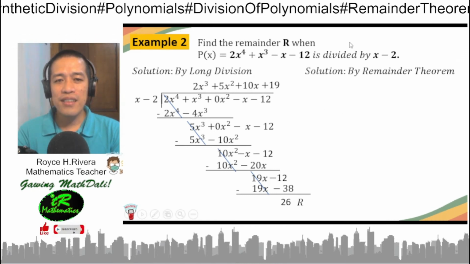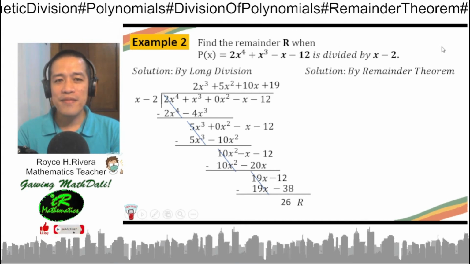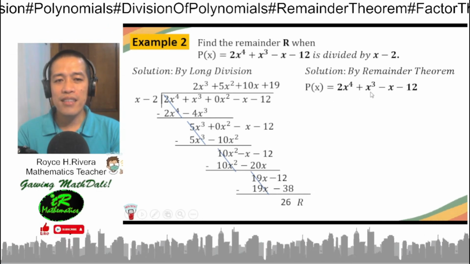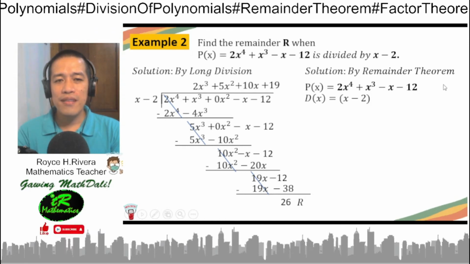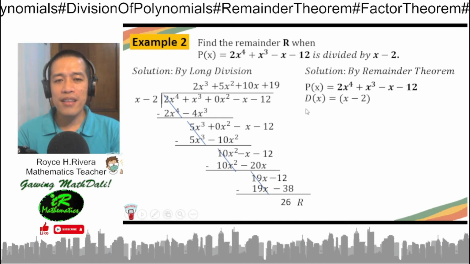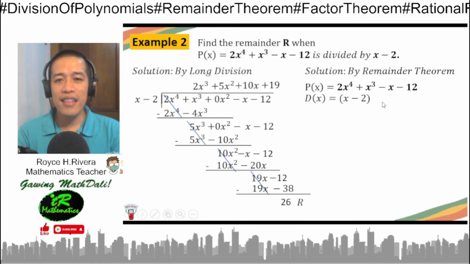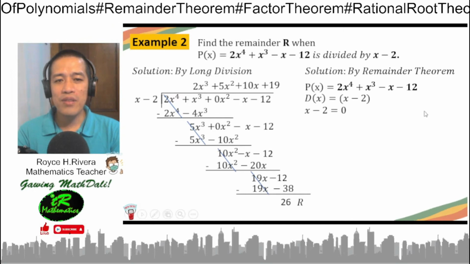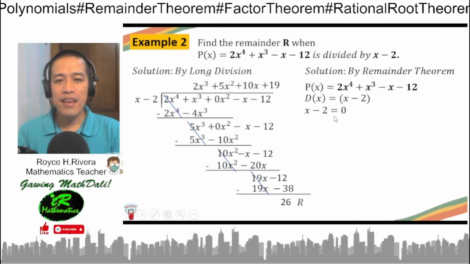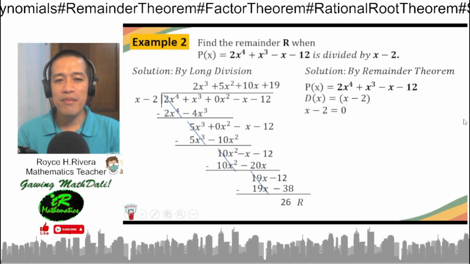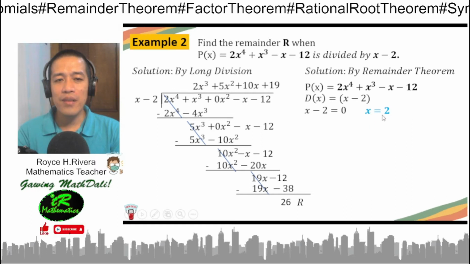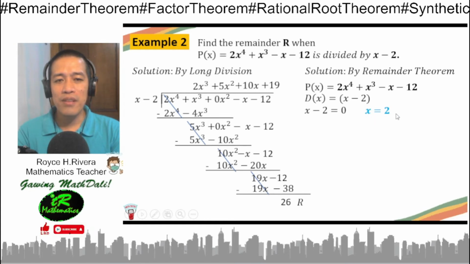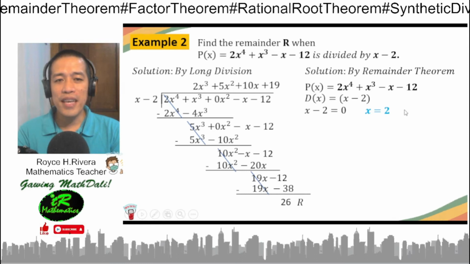Let us now use the remainder theorem. The polynomial p of x is equal to 2x raised to 4 plus x raised to 3 minus x minus 12, which will be divided by the divisor x minus 2, and let us compute for the remainder. We now equate the divisor x minus 2 to 0, and adding the additive inverse of negative 2 to both sides, we will obtain x equals 2. We now substitute x equals 2 to all x in the polynomial.